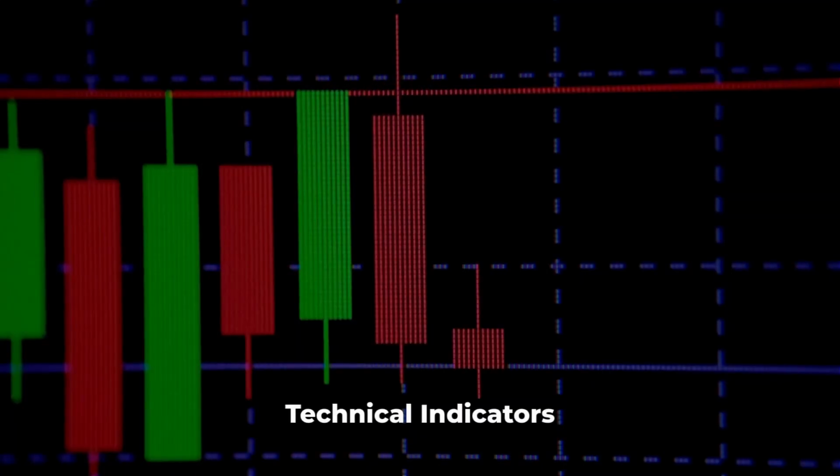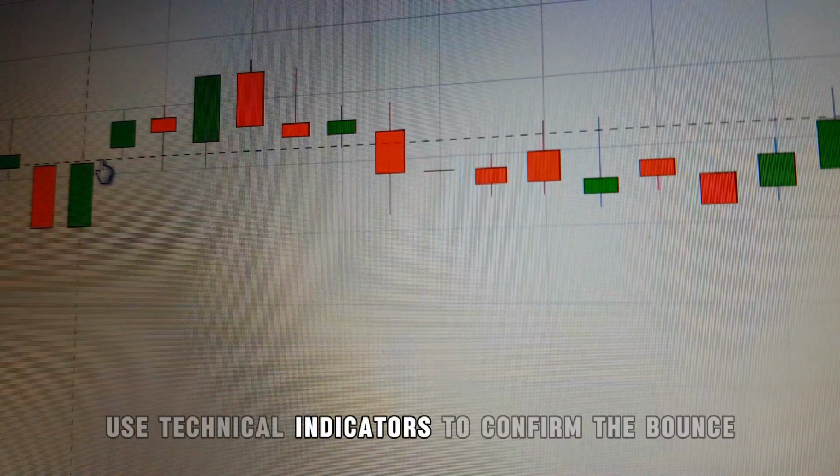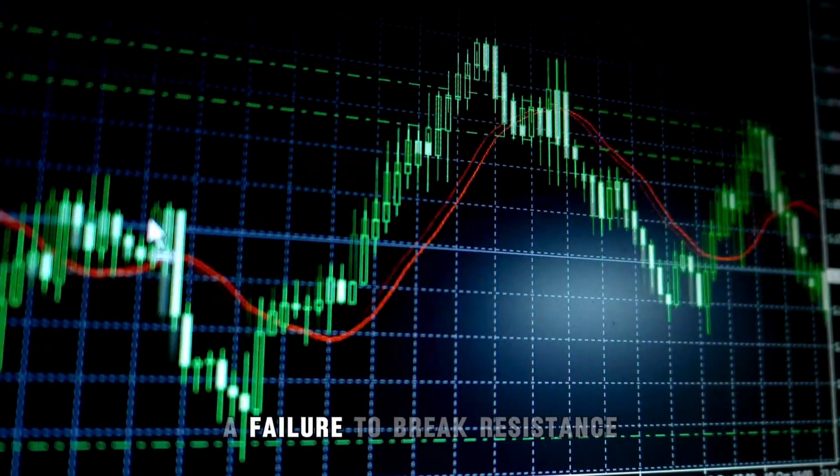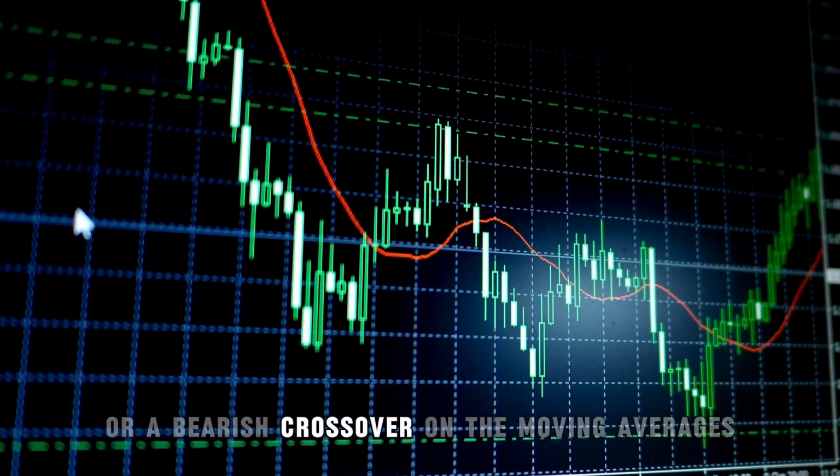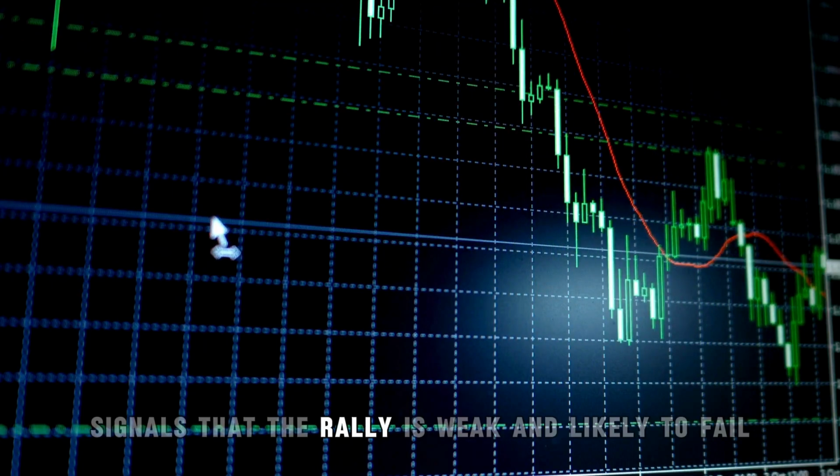Step 4. Technical indicators. Use technical indicators to confirm the bounce. A failure to break resistance or a bearish crossover on the moving averages signals that the rally is weak and likely to fail.